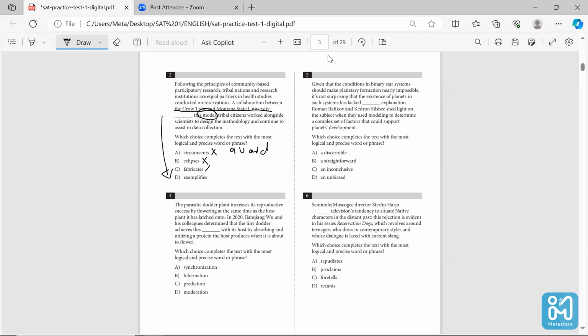Are equal conducted on reservations. So basically, these two universities need to work together to help explain this model. So what's the answer then? D. Thank you so much. It's simplified. Thank you so much.